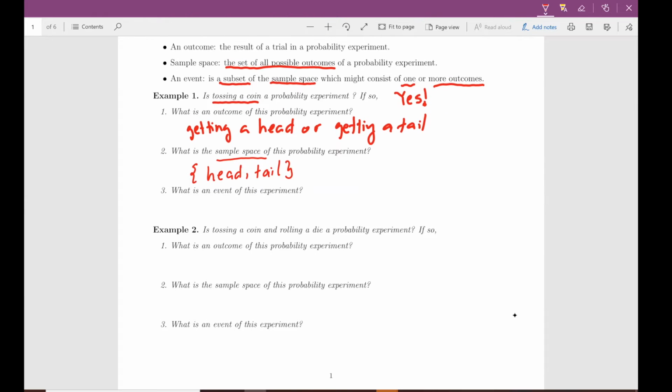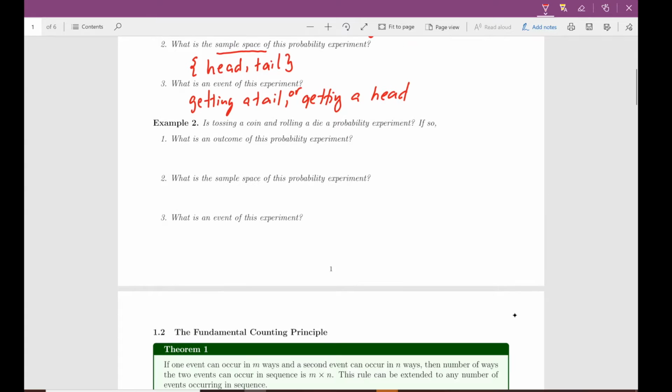Okay. What is an event of this experiment? And this is a very simple experiment. So an event of this experiment is flipping a coin and getting a tail. Flipping a coin and getting a head, right? So two very simple events that you can get from this experiment.